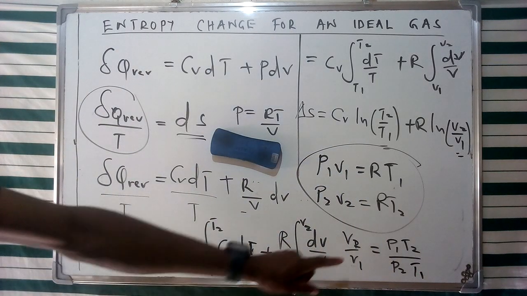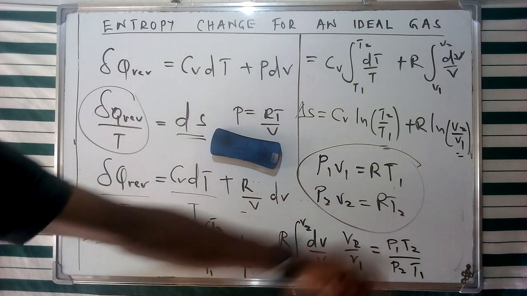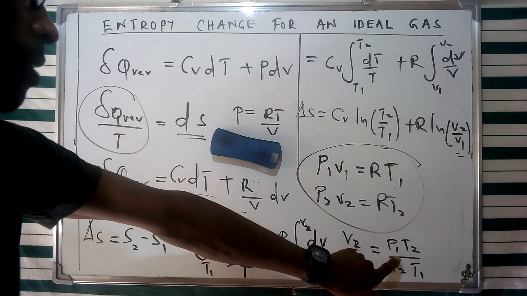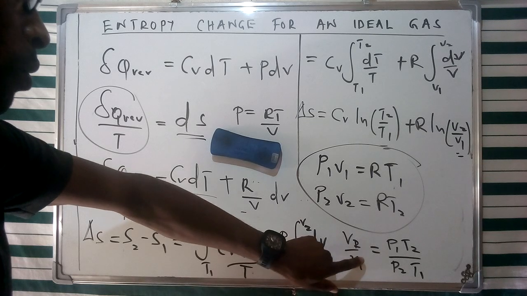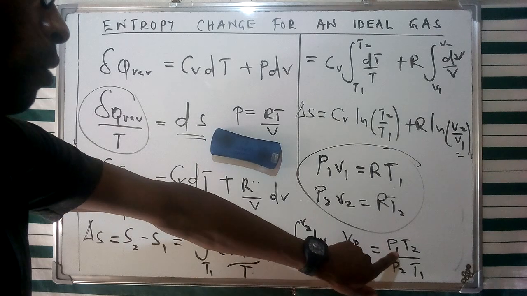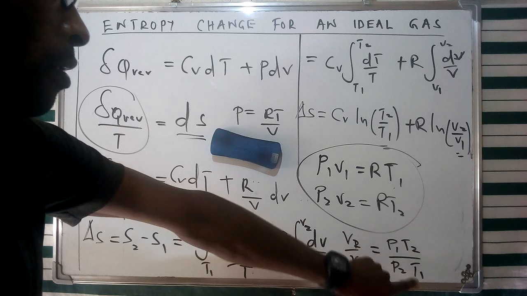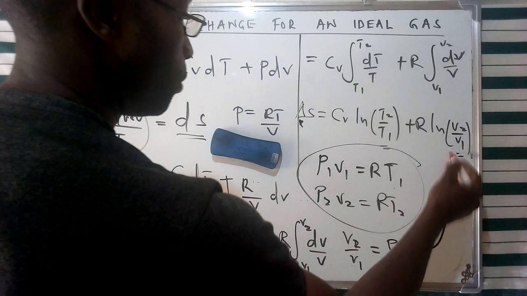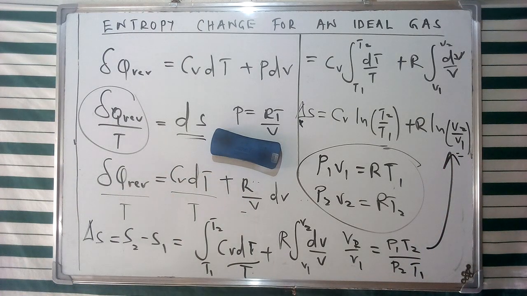So that shows the inverse proportionality of pressure and temperature in this second aspect of the equation. We can see that V2 over V1 is equivalent to P1 T2 over P2 T1, and we can have a different version of the change in entropy from this variation, just by doing a substitution for V1 and V2 in this equation.